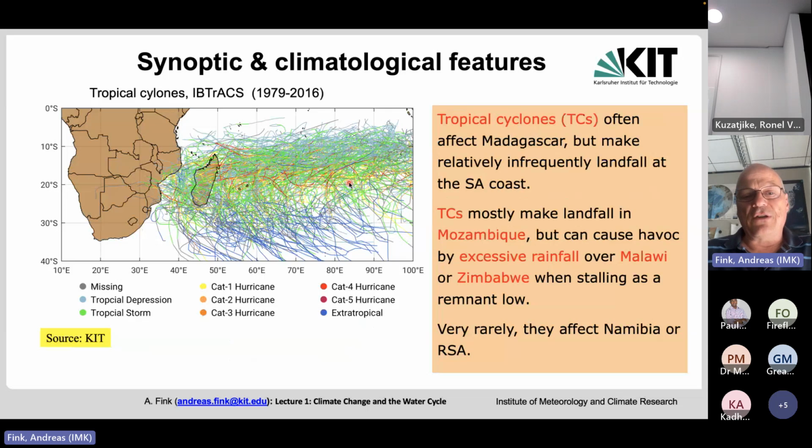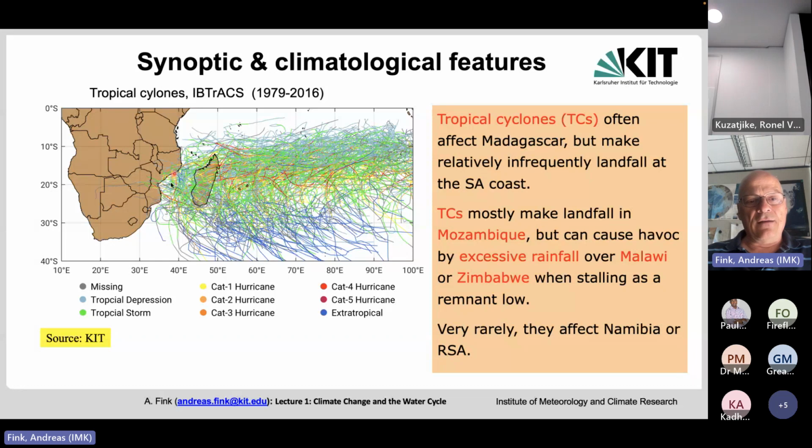Another synoptic feature you may be aware of that brings rain to southern Africa, more so, by the way, to Madagascar, are tropical cyclones that form in the southwest Indian Ocean and that travel westward, that cross Madagascar and the Mozambique Channel and make landfall here, mostly in Mozambique. Actually, most of the tropical cyclones recurve. So they recurve to the south and then west into the mid-latitudes of the southern hemisphere.